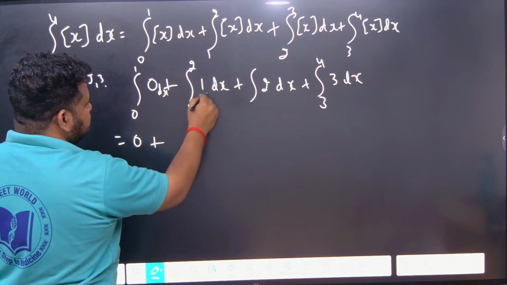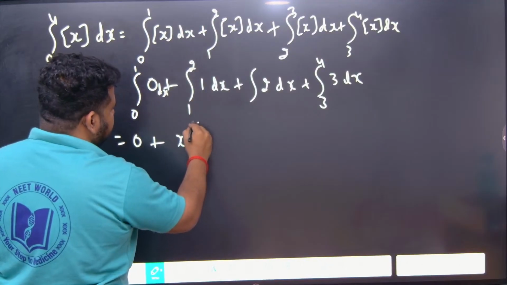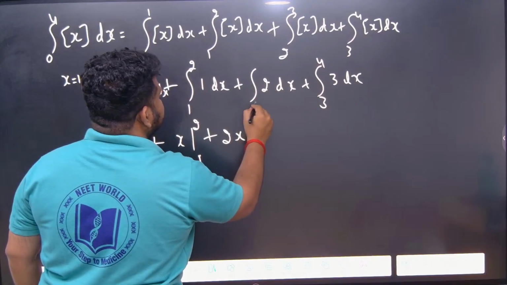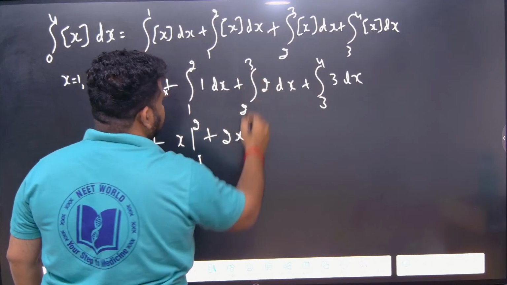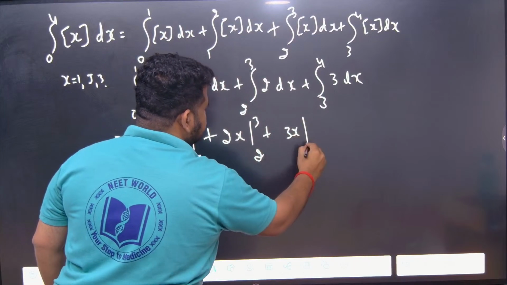Now integrate this. This 0 means 0 only. 1 to 2, this is x with limits 1 to 2, plus this is 2x with limits 2 to 3, plus 3x with limits 3 to 4.